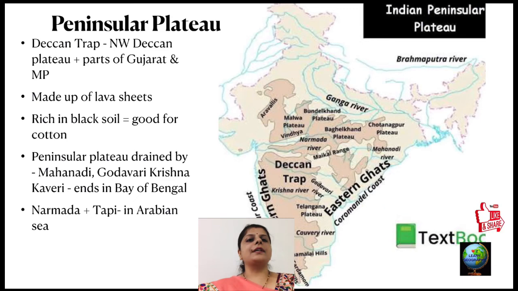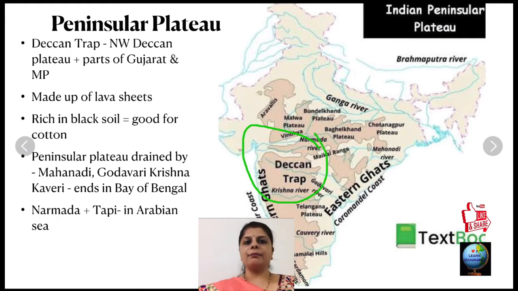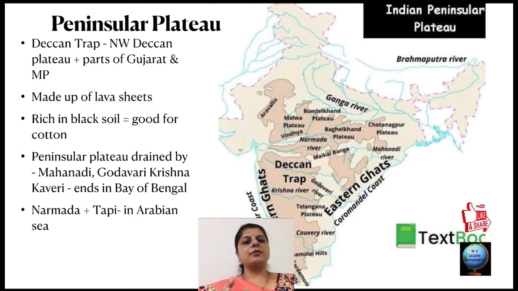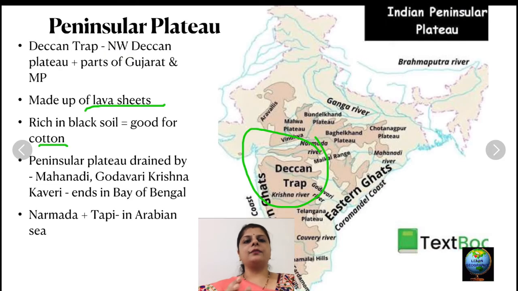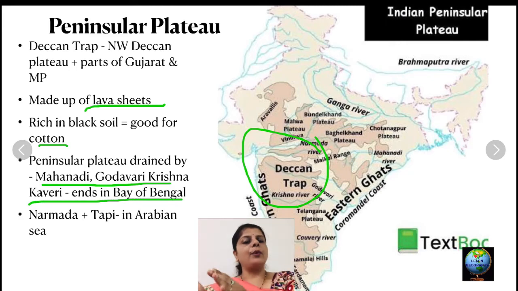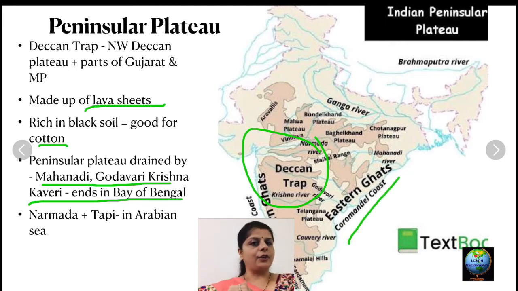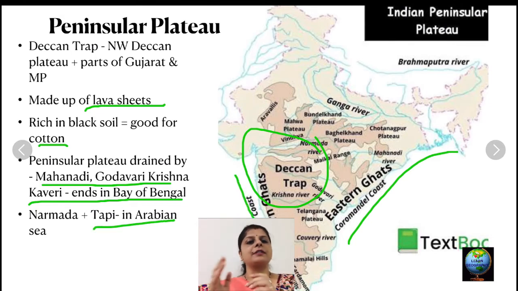This region is known as the Deccan Tract, that means the northwestern Deccan Plateau and part of Gujarat and Madhya Pradesh. These are made up of lava sheets which are rich in black soil, which is good for cotton cultivation. Peninsular plateaus are drained by Mahanadi, Godavari, Krishna, Kaveri, all these rivers which empty their water in the Bay of Bengal. Narmada and Tapi are the only two rivers which empty their water in the Arabian Sea.